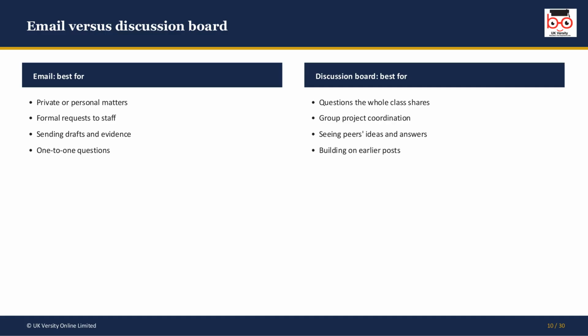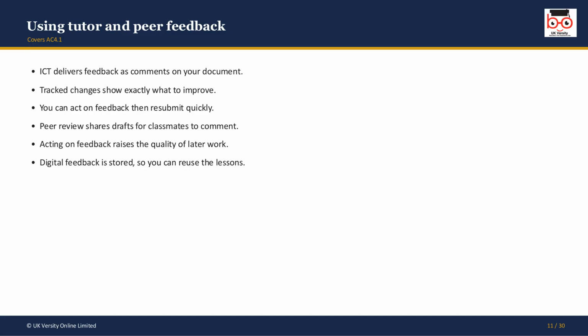Email and discussion boards each have their moment. Email is best for private or personal matters, formal requests to staff, sending drafts and evidence, and one-to-one questions. A discussion board is better for questions the whole class shares, coordinating a group project, seeing your peers' ideas, and building on earlier posts. Choosing the right one for the situation is itself a small mark of digital competence.